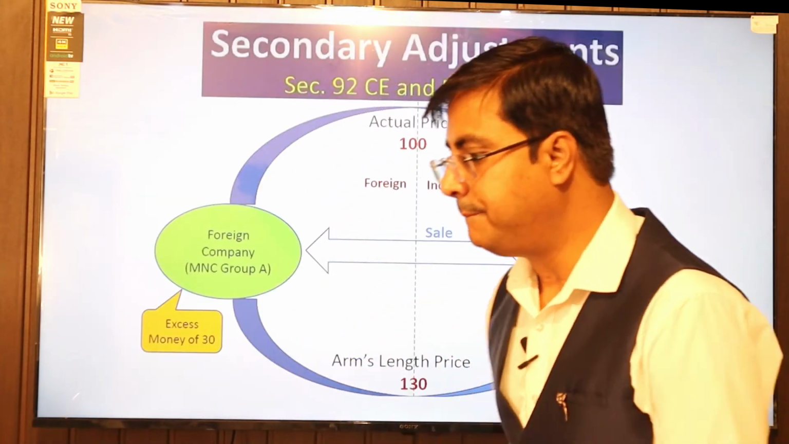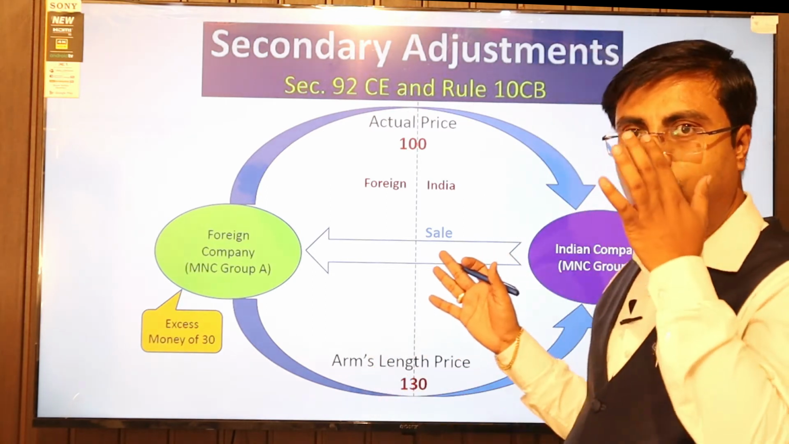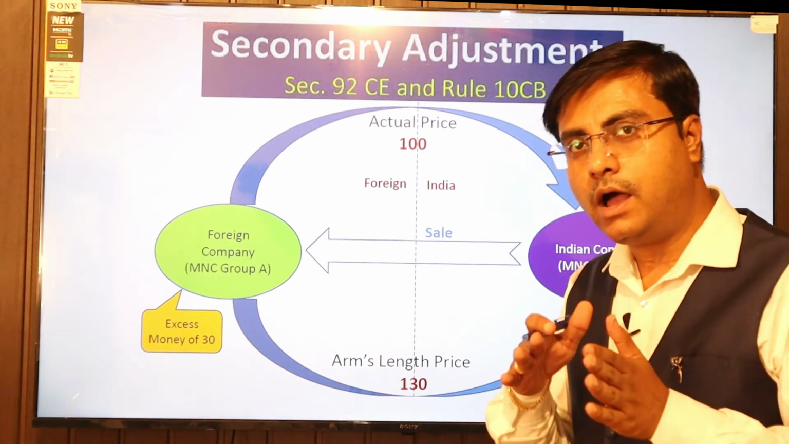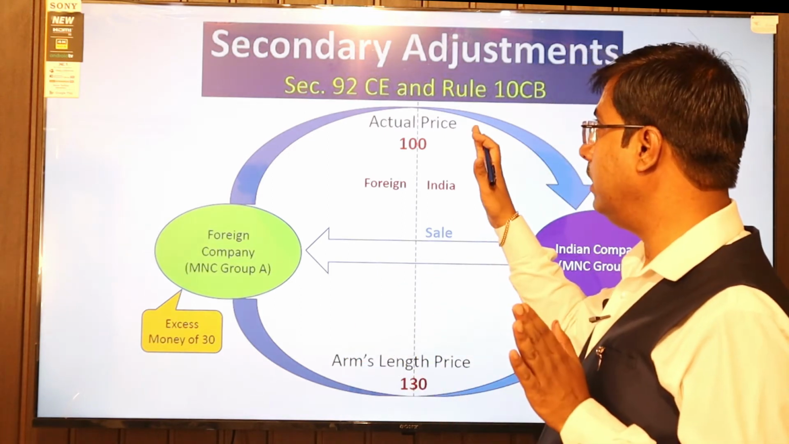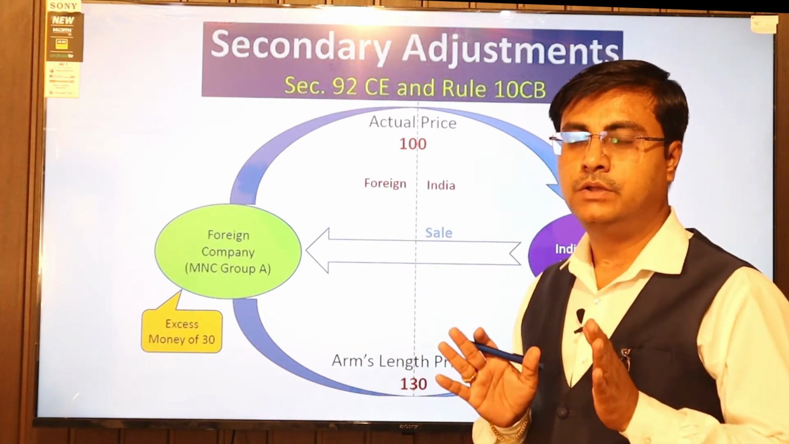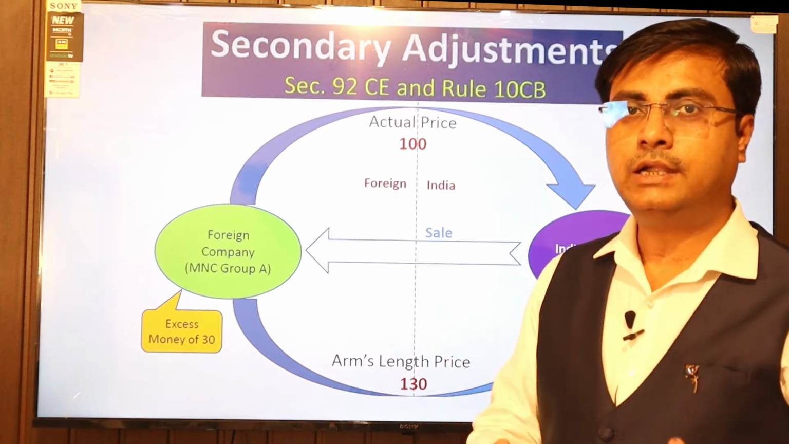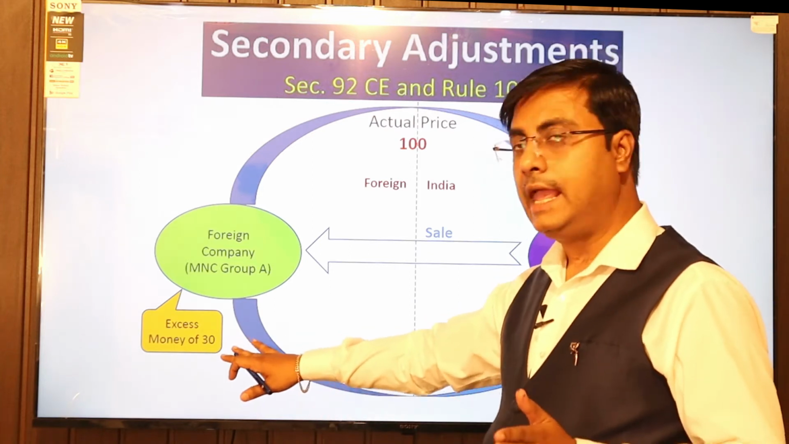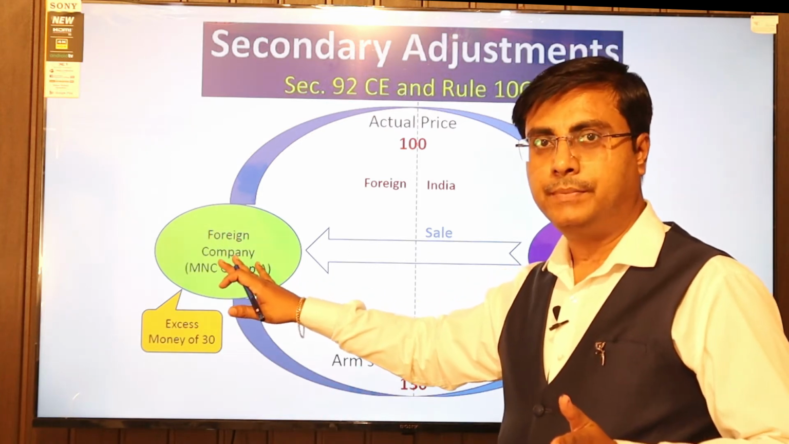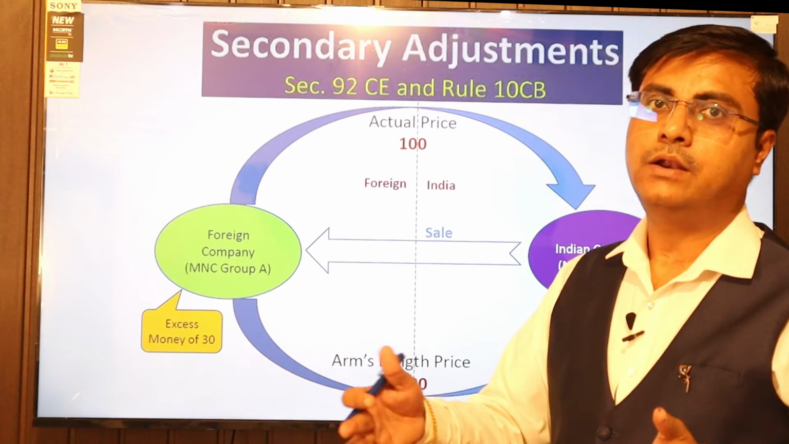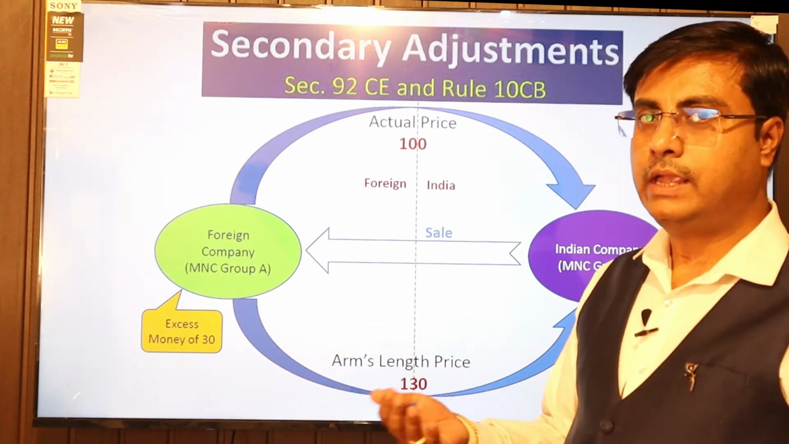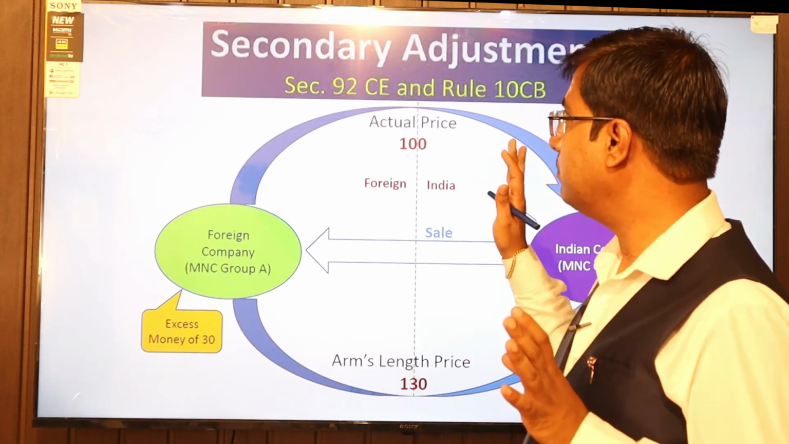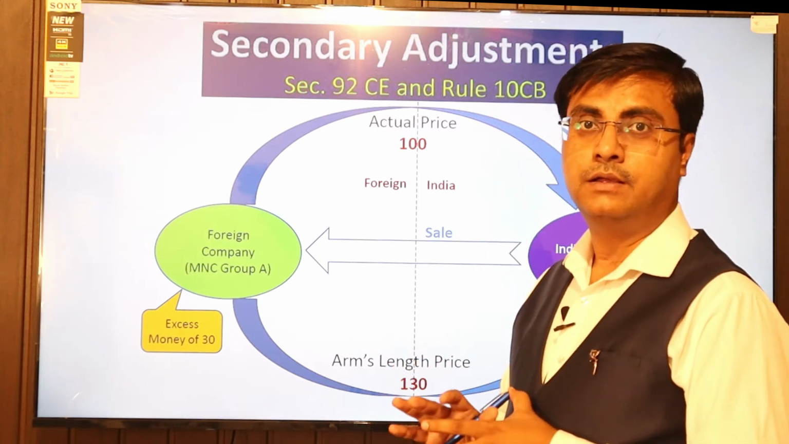So what happens if you don't charge interest in respect of primary adjustment? What other option is there? The other option is secondary adjustment. You can pay one time 18% tax on this excess money lying with the foreign company. You don't require to charge interest. You come out from the provision of primary adjustment. This is the provision in respect of secondary adjustment.